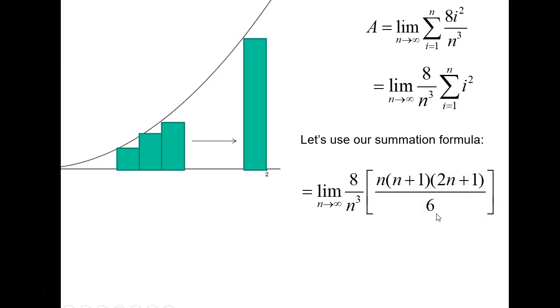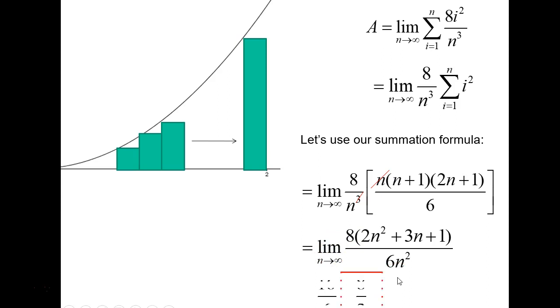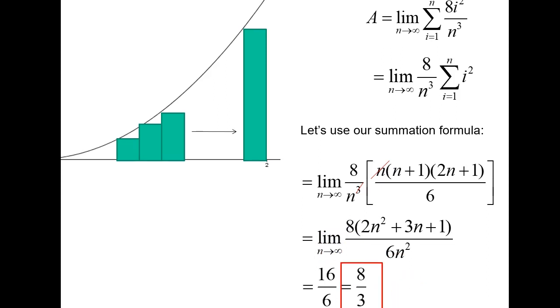Do you see that in your notes? Times the 8 over n cubed that was in front. If we clean this up, do a little algebra, simplify this a little bit, we're taking the limit as n goes to infinity of this expression. You notice that the degree of the numerator and the degree of the denominator are the same, which means we look at the ratio of the leading coefficients. So that would be 16 over 6, 8 times 2, 16 over 6, which reduces to 8/3. 8/3 is the true area under the curve for this function from 0 to 2.